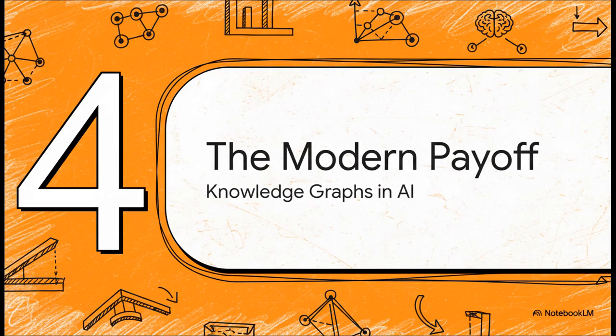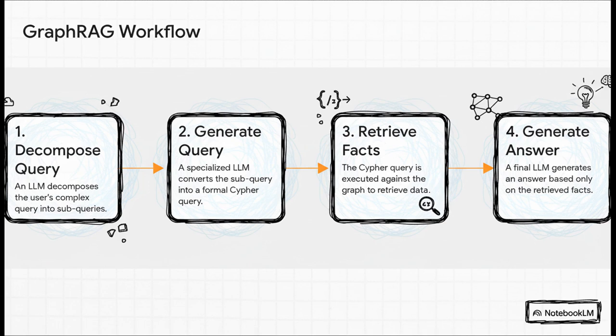So you might be asking, why are knowledge graphs suddenly so hot right now? It's because they are the perfect antidote to some of the biggest headaches in modern AI. They're moving from just being a place to store data to being an active part of the thinking process. And this workflow right here, it's the perfect example of that synergy. It's called GraphRAG. And it's this really clever dance between the LLM and the knowledge graph.